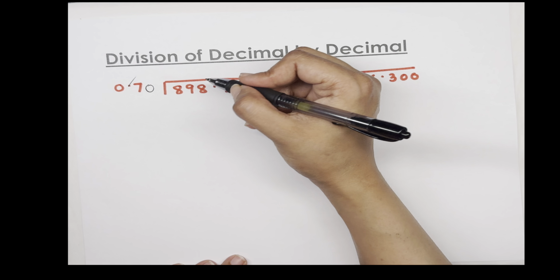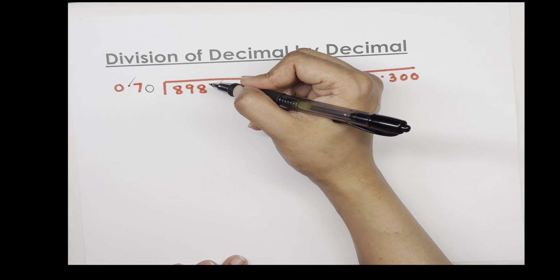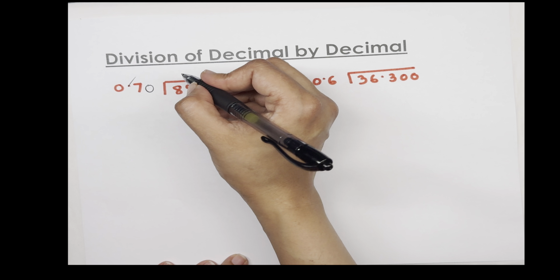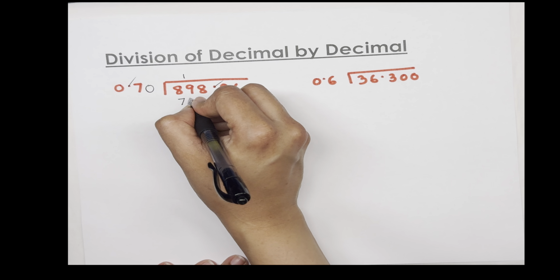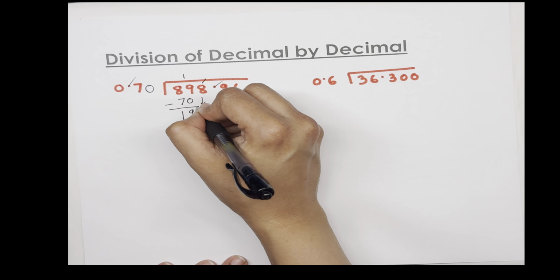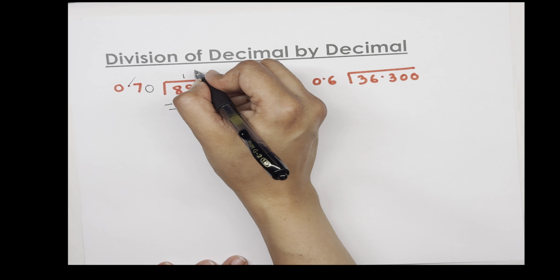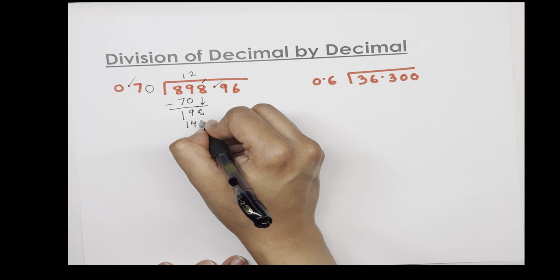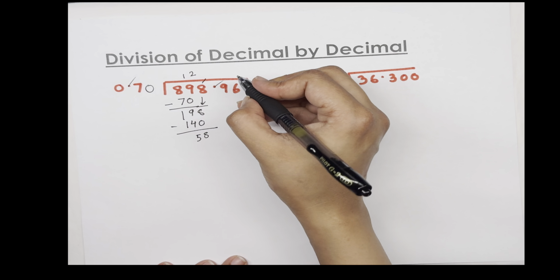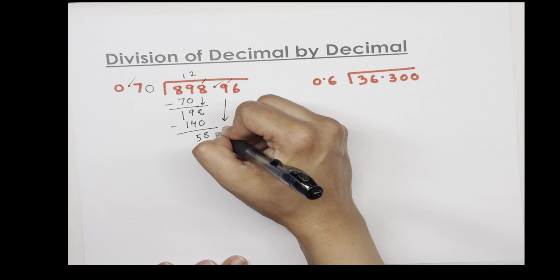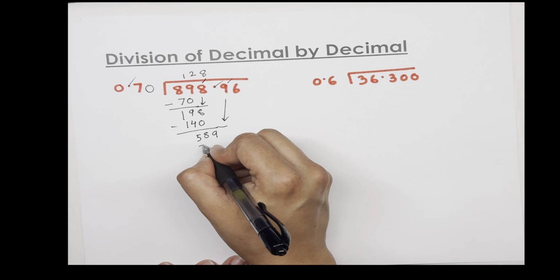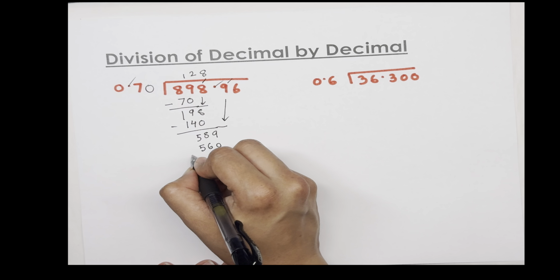Now it becomes 89,896 divided by 70. Let's start dividing them. 7 times 1 is 70. 19. Let's put down 8. 7 times 2 is 14 and the 0 is there, so 140. Next digit is 9. 7 times 8 is 56 and 0 here.